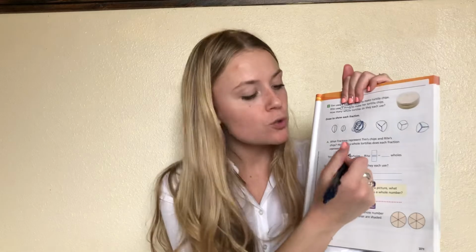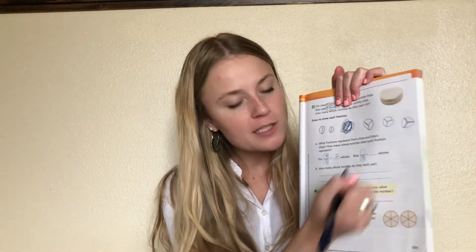Well, Tim divides his into halves, so the bottom number is 2. And how many halves does he have? 1, 2, 3, 4, which equals 2 whole tortillas. Then Rita, hers are divided into thirds, so my number on the bottom is 3. How many thirds does she have? She has 1, 2, 3, 4, 5, 6, 7, 8, 9 thirds, which is the same as 1, 2, 3 wholes.